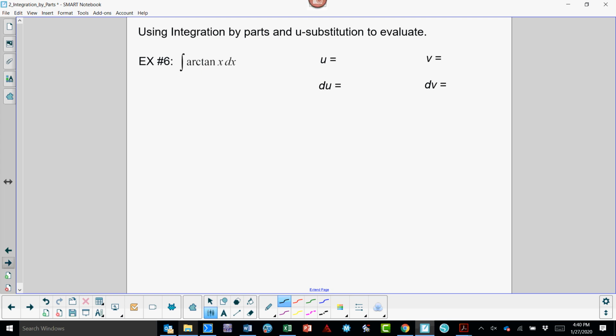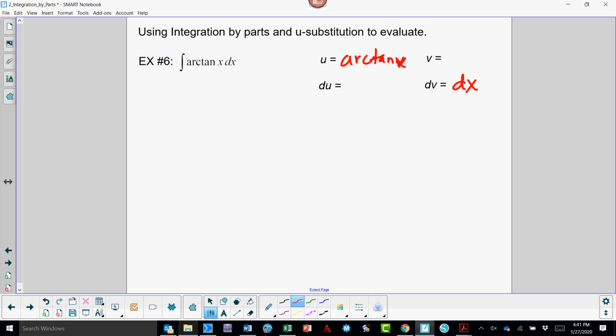So we have arctangent of x. So again, first thing I do is I say, all right, is that a formula? Well, no. I know how to integrate something and the answer's arctangent, but I don't know the integral of arctangent. So I'm going to let u equal arctangent of x. That means that dv is going to equal just dx because that's what's left.